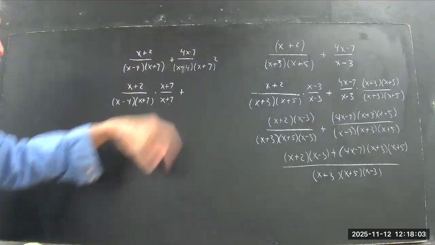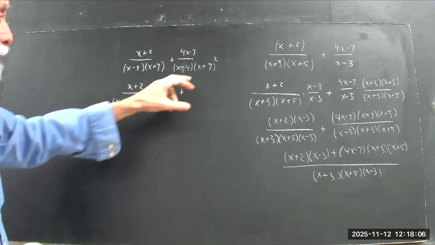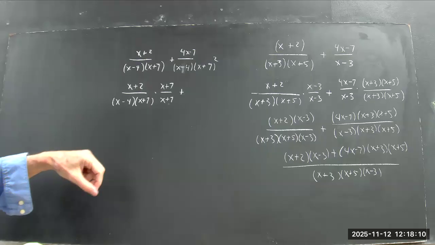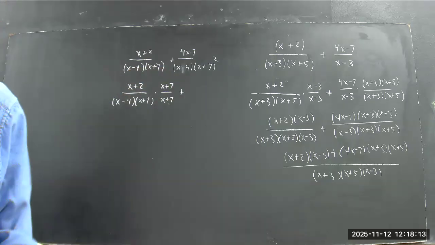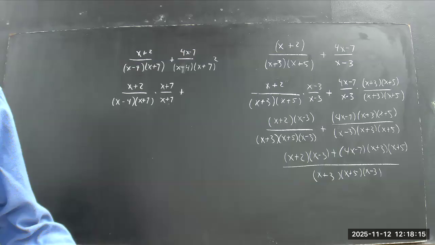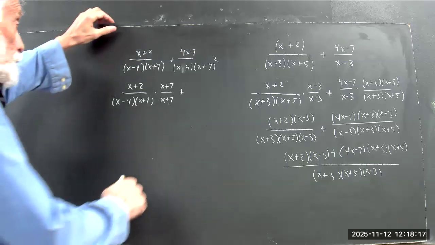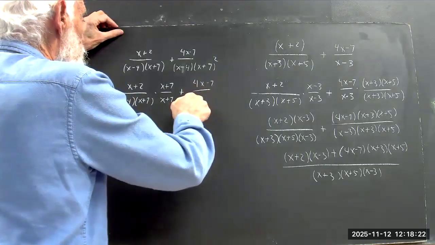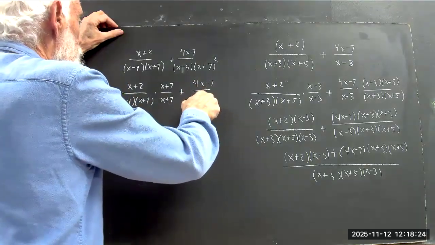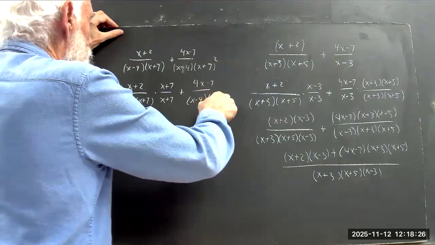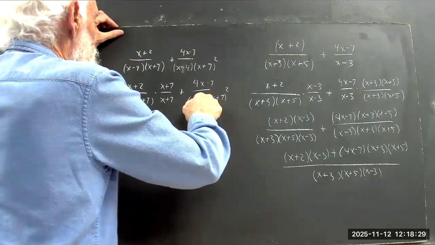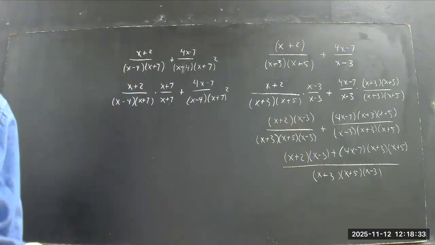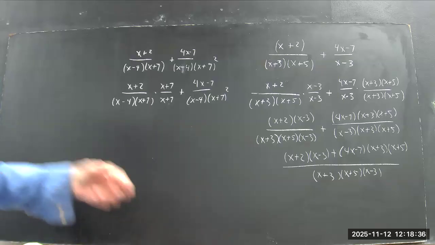And the second expression, well, it's already got x plus 7, so we don't need any more x plus 7s. It's already got an x minus 4, so we don't need anything. All we need to do is keep the second rational expression the way it is, because everything in the first fractional expression is already there in the second expression. We don't need anything more.